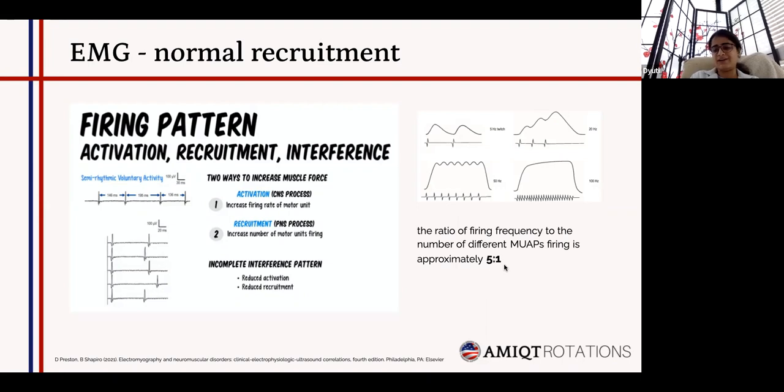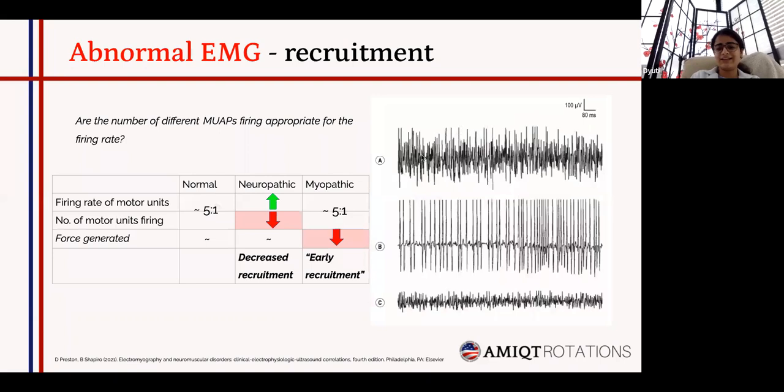If they are firing at the rate of 20, then 4 motor units would be firing. And we basically assess the interference pattern that we get to see if there is some abnormality. For example, in a neuropathic process, the number of motor units that are firing would be decreased. And so to produce the same amount of force, the motor units would have to increase their firing rate, which is called decreased recruitment, as can be seen in this B figure.